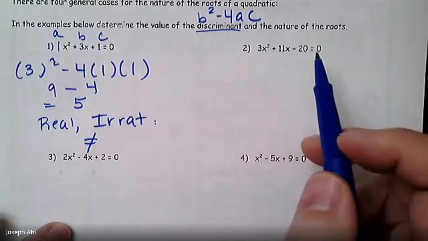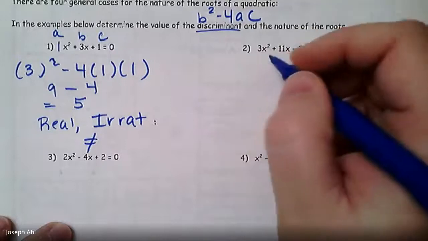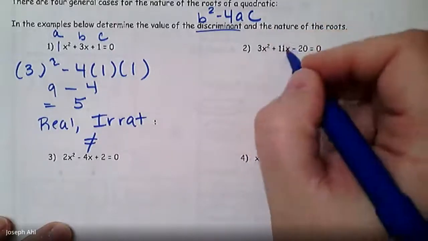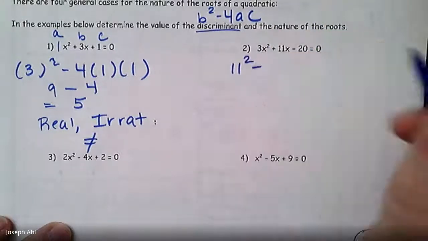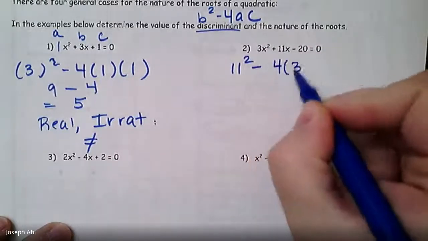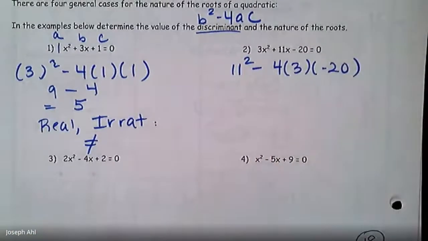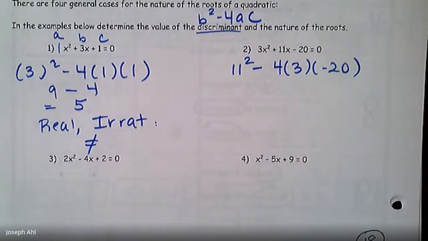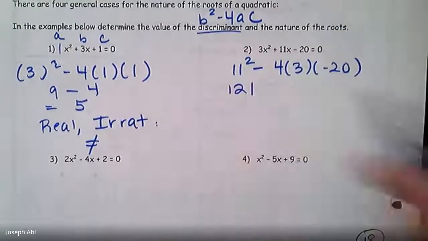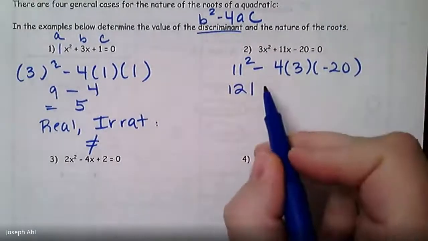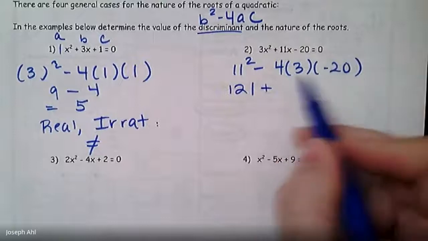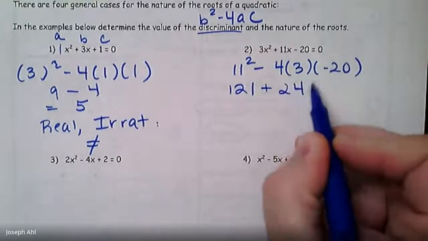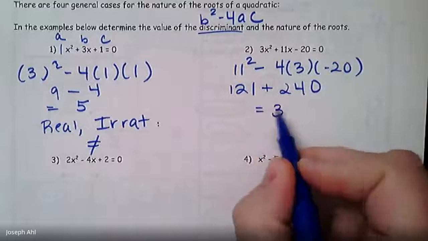In number 2, 3x squared plus 11x minus 20. If we do b squared minus 4ac, b in this case is 11. Okay, so we get 11 squared minus 4 times 3 times negative 20. So this is going to be 121. And then you're going to get a plus over here. That's going to be 12 times 20, which is 240, for a total of 361.